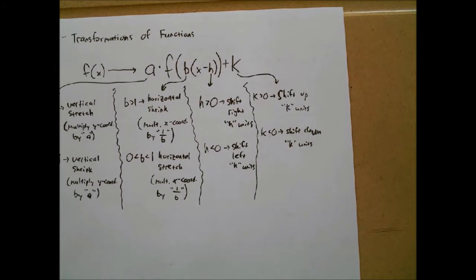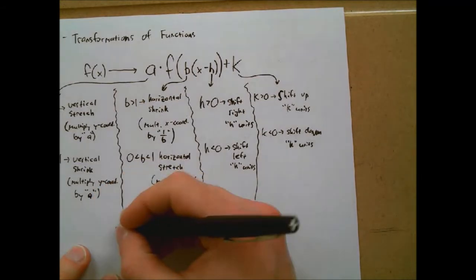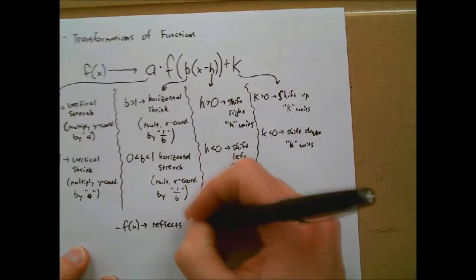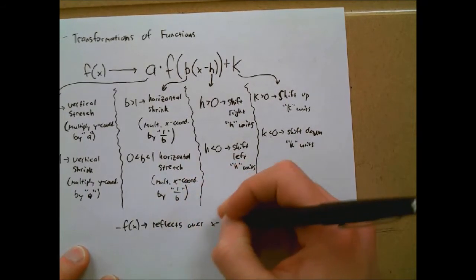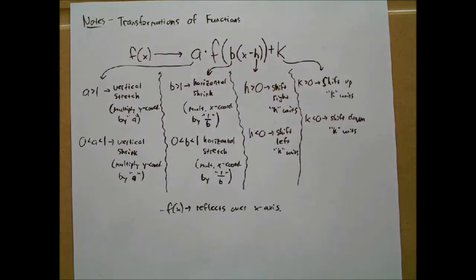I have one more I want to talk about, and this one's an easy one. If we wanted to reflect over the x-axis, what allowed us to do that? What did we have to have? A negative in front of the function. So one other one here, I'll just put this one down here. Negative f of x reflects over the x-axis. Okay, negative f of x reflects over the x-axis.